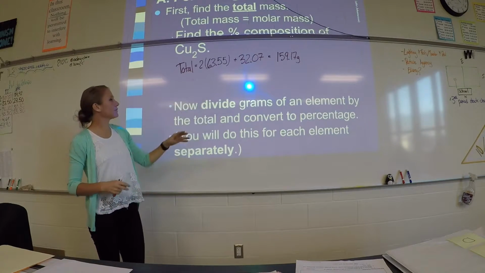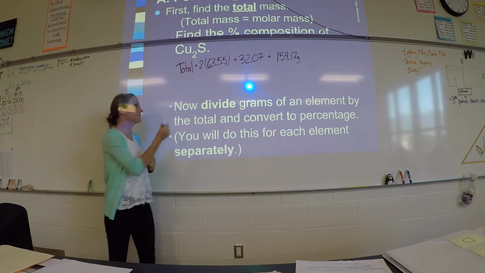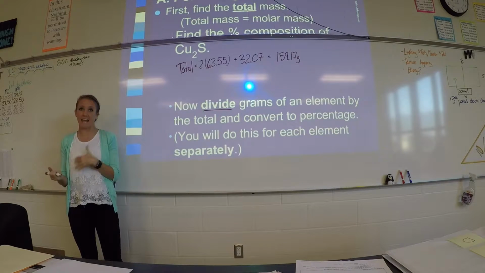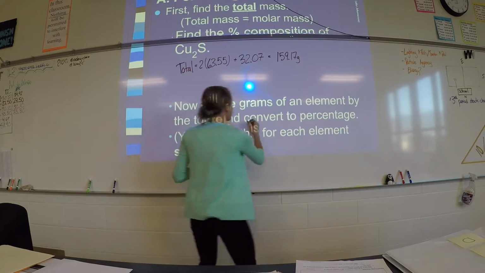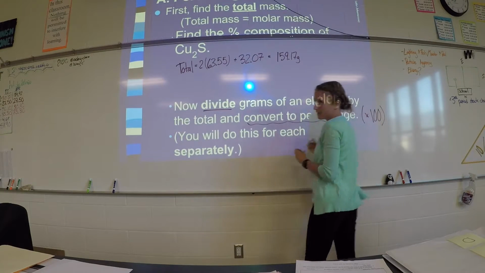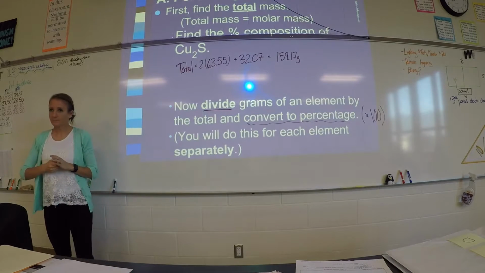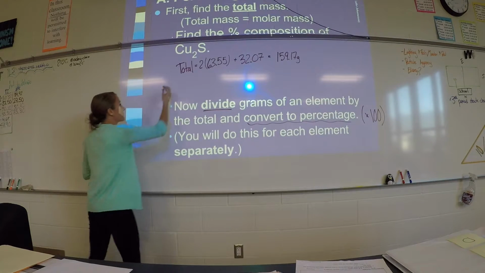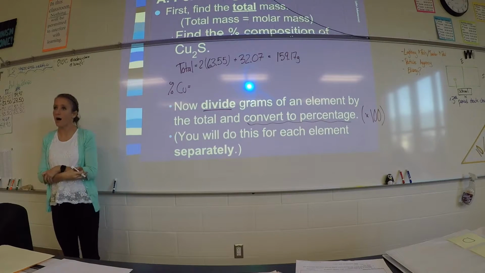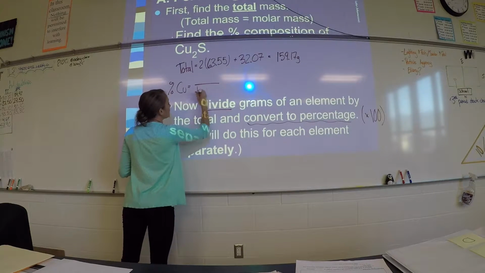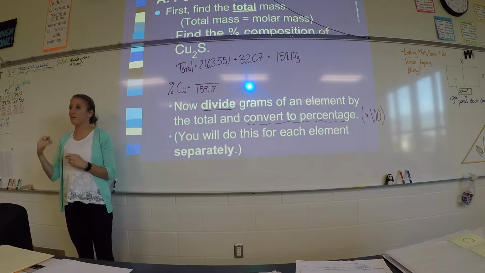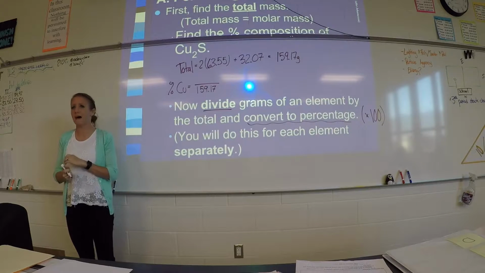All right, so now that we have our total, our next step is we're going to divide the grams of an element by the total and then convert to a percent. Anytime you're converting to a percent, that means you're timesing it by 100. So for example, this is written below, but I'm going to write it right here. To find the percent of copper, we put the total mass on the bottom, and then we need to put the mass of copper on top. So what would that be?